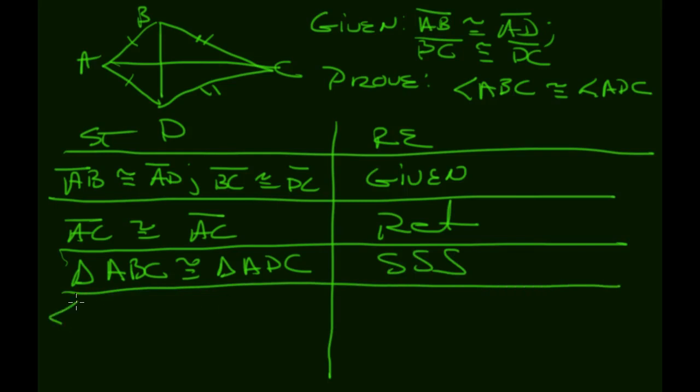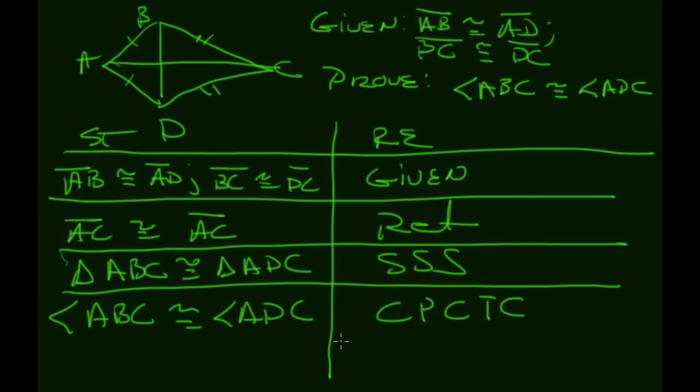And lo and behold, angle ABC and angle ADC are congruent parts, or corresponding parts, of these congruent triangles, so they are congruent. So that means that if I have a kite, these outside angles, the one up top and the one on the bottom here, have to be themselves congruent. Alright, so that's all we're going to say about kites. Let's move on to trapezoids.